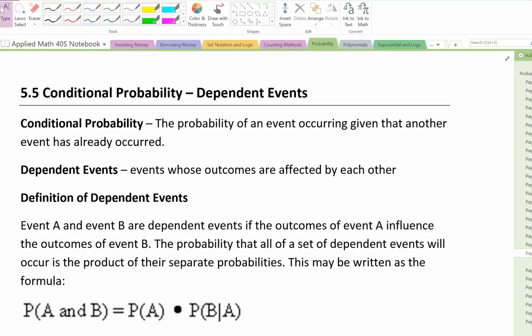In this lesson, we're going to look at conditional probability, more specifically dependent events. Conditional probability is the probability of an event occurring given that another event has already occurred. Now with dependent events, the outcome that previously happened will determine what's going to happen next. They will be affected by each other.